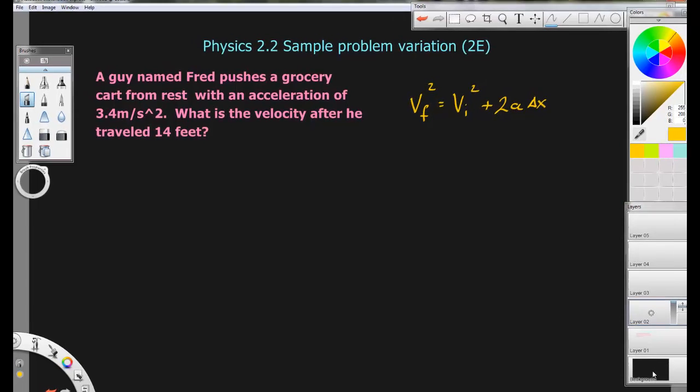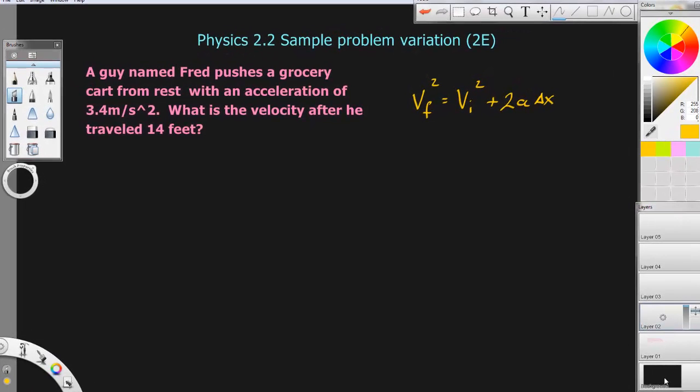All right, so we have a sample problem. It's a variation of the mother pushing the baby stroller while jogging problem. So in this goofy example, we have a guy named Fred pushing a grocery cart. So as always in science, we should probably start with a picture. So we got a grocery cart here.